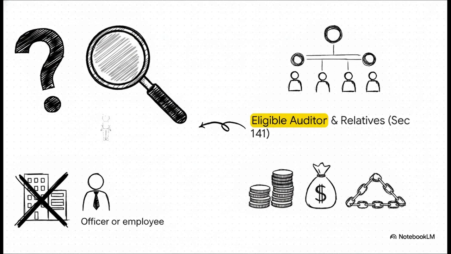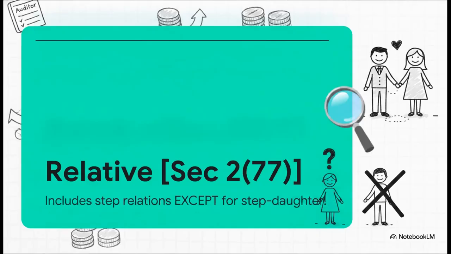We know a body corporate is disqualified, right? We know an officer or employee is disqualified. But the examiner's absolute favorite trap to set for you is when your relative holds securities, owes money, or gives guarantees to the company. This right here is a massive 3-star high probability area.